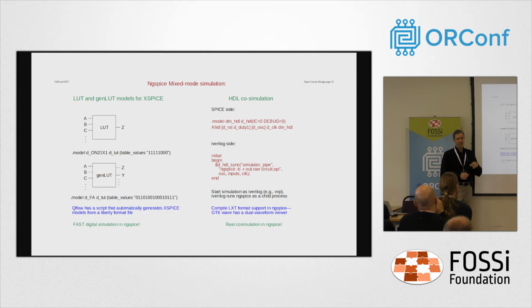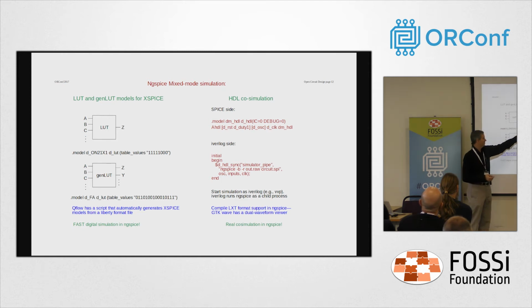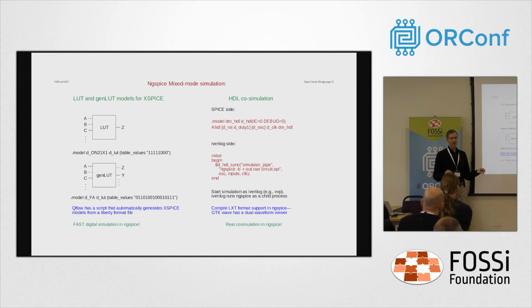Worked with Holger Vogt to get them put into the NGSpice distribution. But it's a lookup table, so any standard cell you can model as a lookup table. Simply say for this combination of inputs, the output is this, and reduce that to a string. And this will cover 90% of a standard cell set.